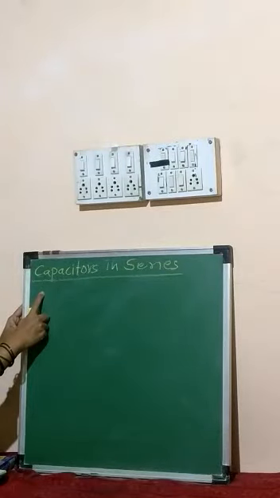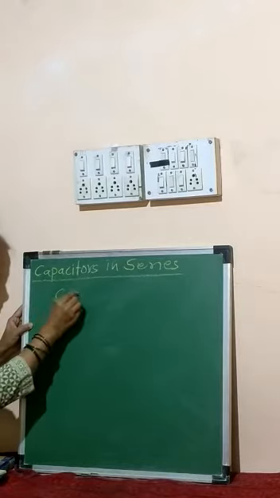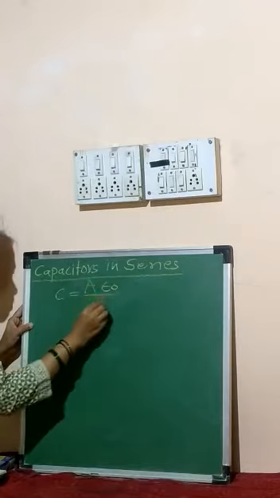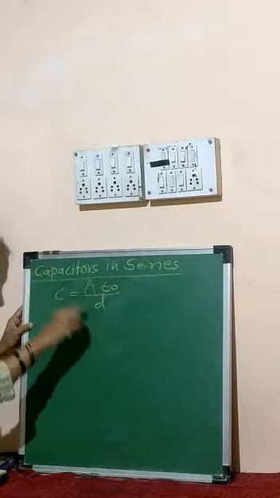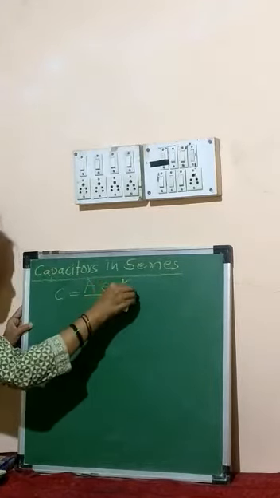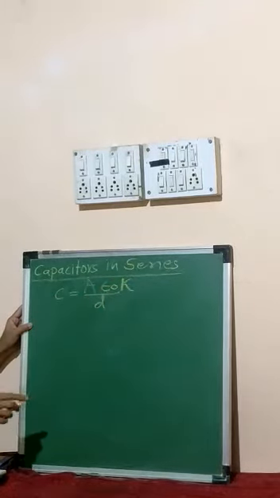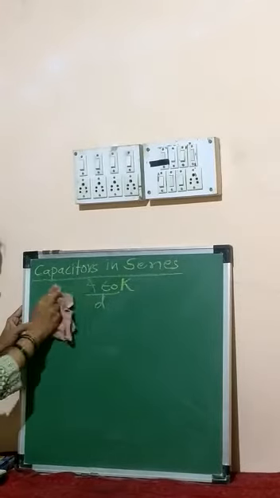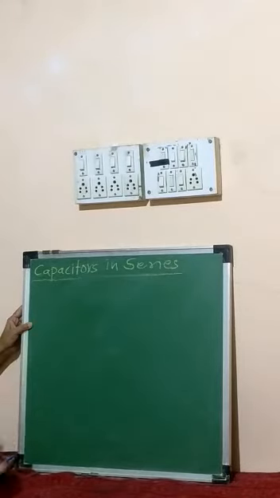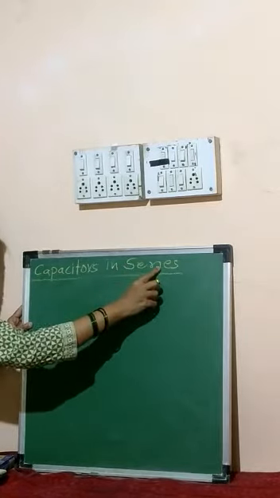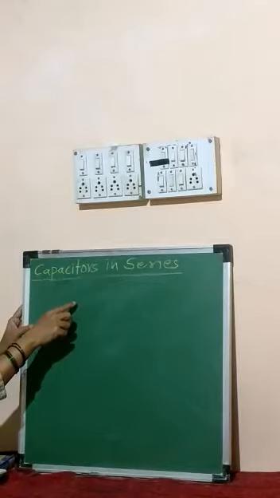In the previous lecture we have seen the capacity of a parallel plate condenser. That formula we have derived: C is equal to A epsilon 0 upon D. And if there is a dielectric medium, then C is equal to A epsilon 0 K upon D. Now, if such parallel plate capacitors are connected in series, what will be the equivalent capacitance? That we are going to see in this lecture.